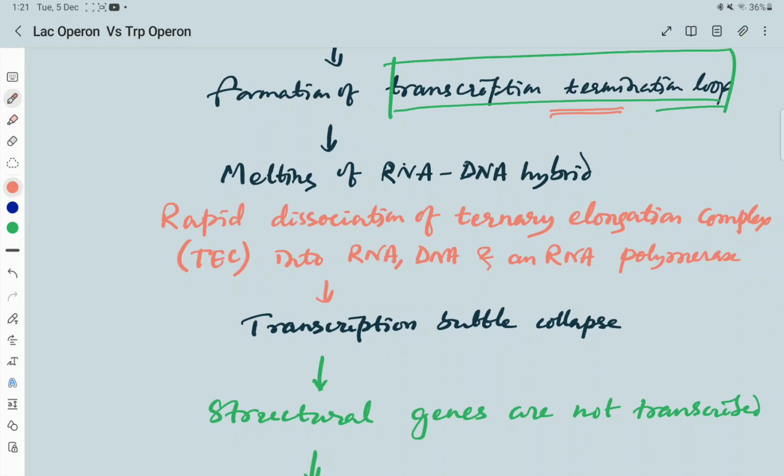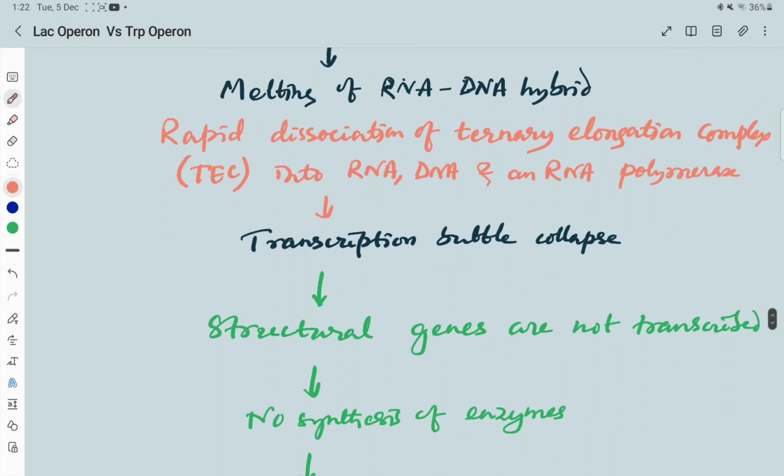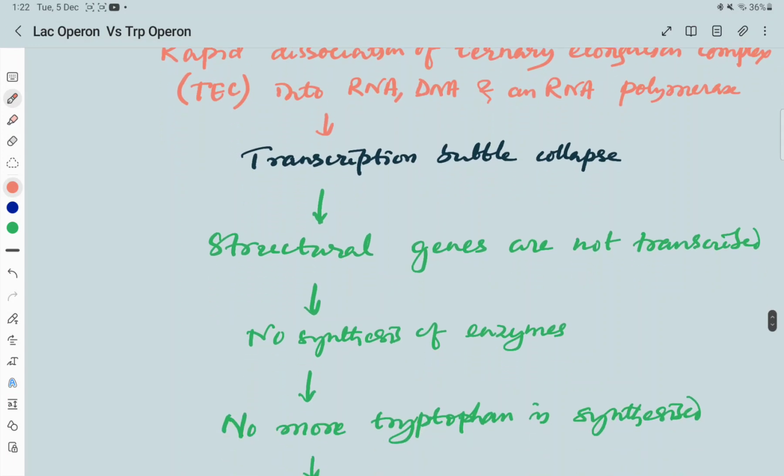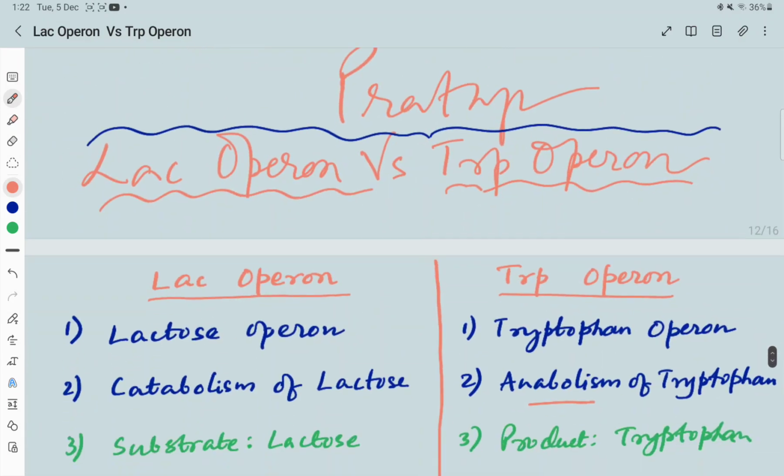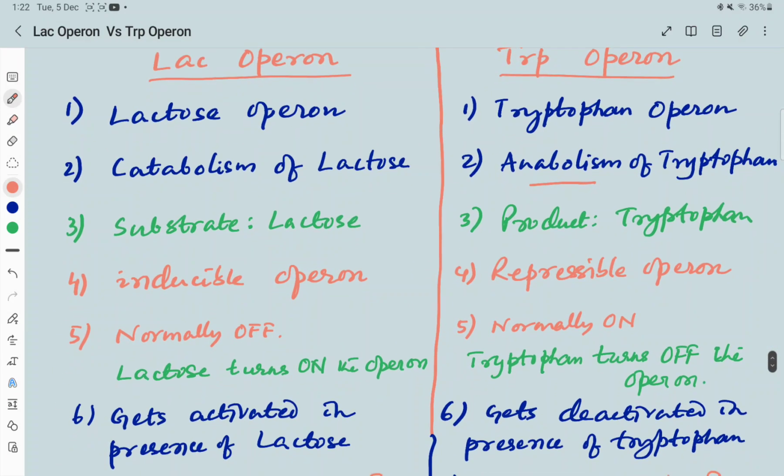There will be rapid dissociation of the ternary elongation complex into RNA, DNA, and RNA polymerase. So the transcription bubble collapses, and there will be no transcription, no enzymes, so no tryptophan synthesis. So now discuss the difference.